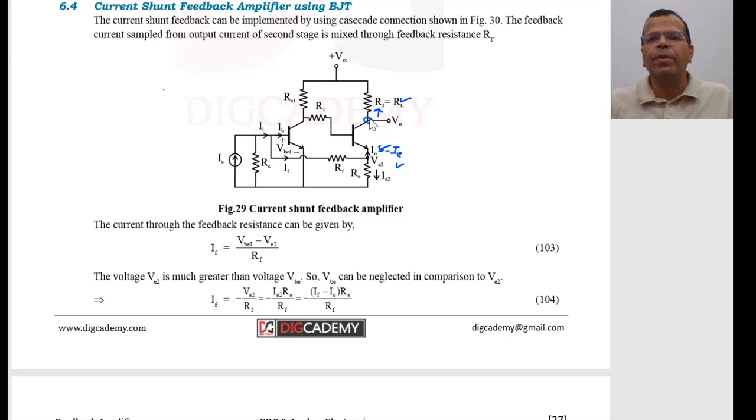So what is the sampling here? If you talk about sampling in this circuit, the sampling is current sampling. You are taking the sample of load current. So sampling is current sampling because the component of load current is passing through this resistance. So that is current sampling.